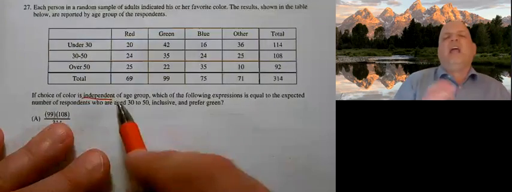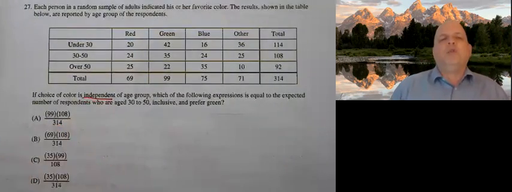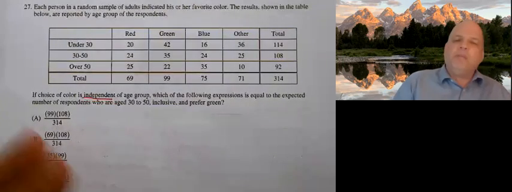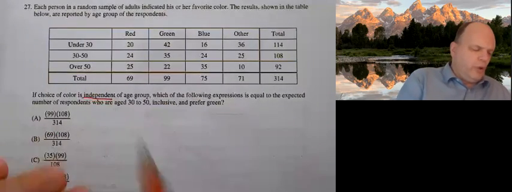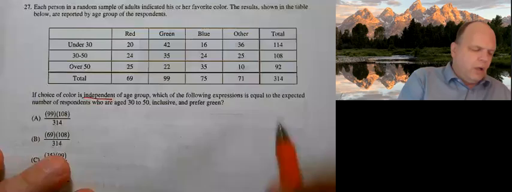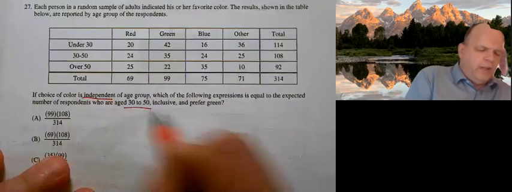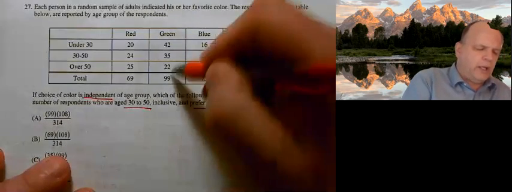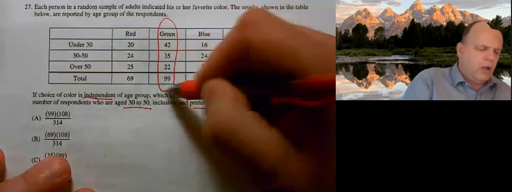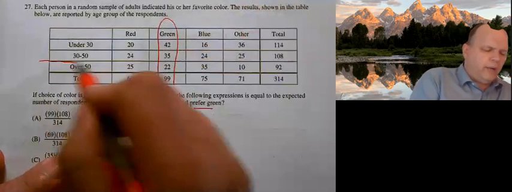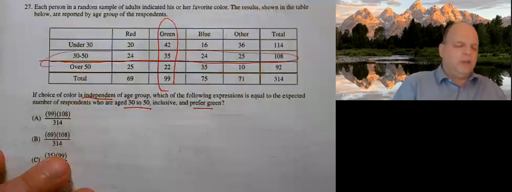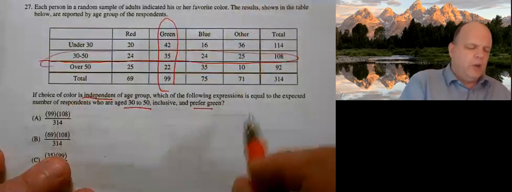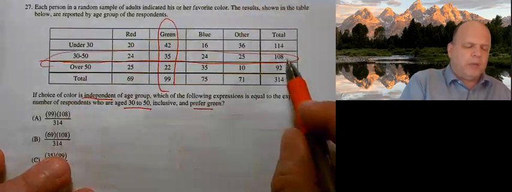So we're saying, hey, what would we expect if they were independent? Well, if they're independent, we can multiply them. We are looking for who are 30 to 50 and prefer green. So we're looking at the green category, and we're aged 30 to 50. They're asking us for the expected value. So they're asking us to multiply probabilities.